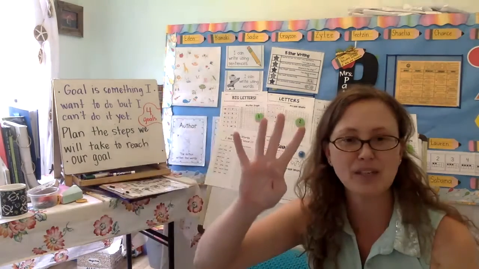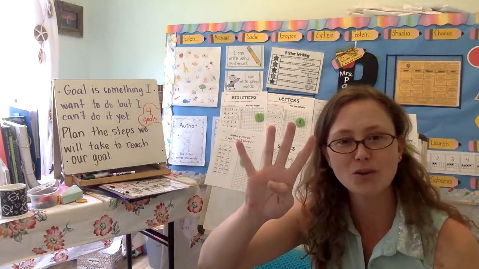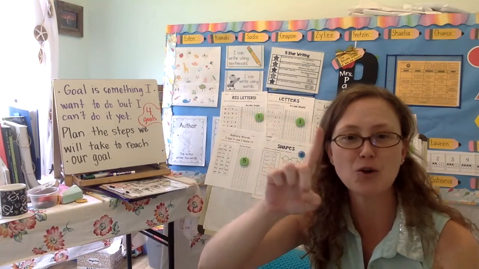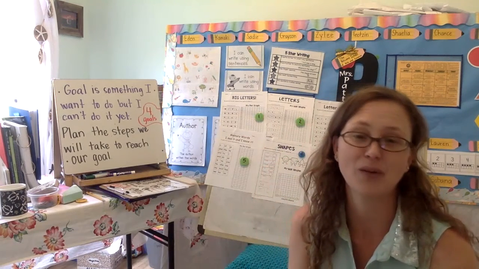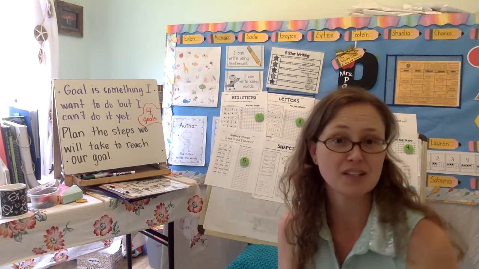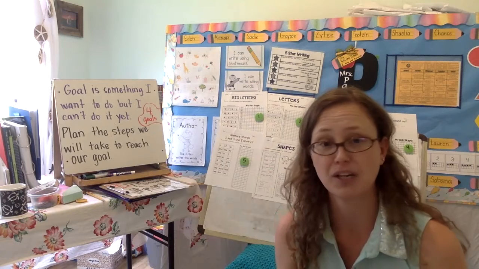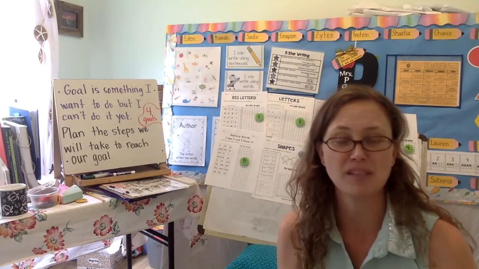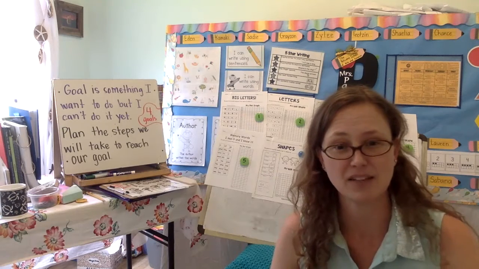So remember, we need 4 goals and at least 1 sentence for each goal that's a plan of how we're going to get there. You can either record yourself on some type of a video like Flipgrid or any video on your phone, or you can have mom and dad write it down and email it to me.